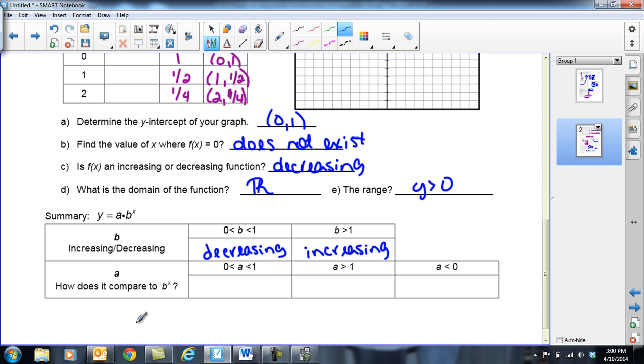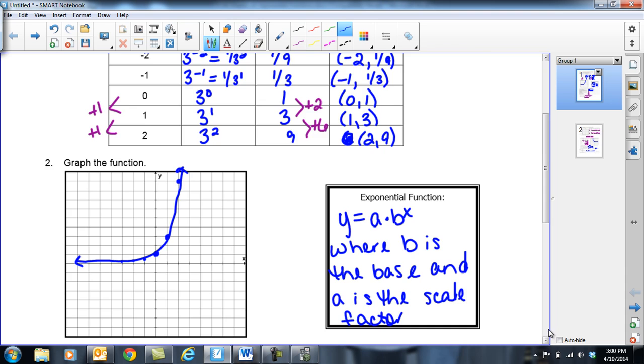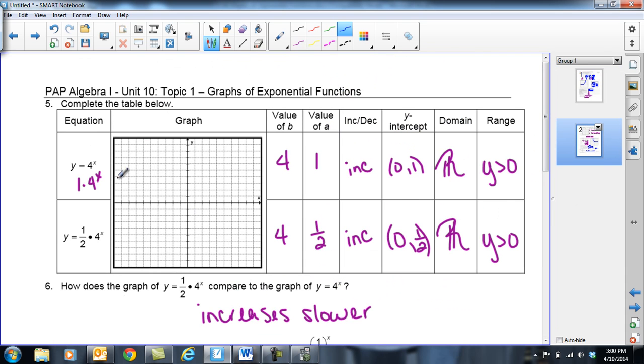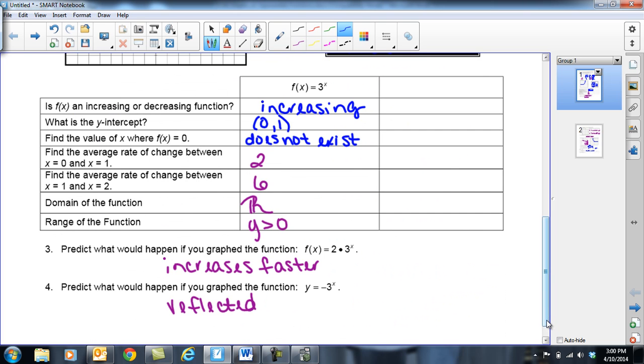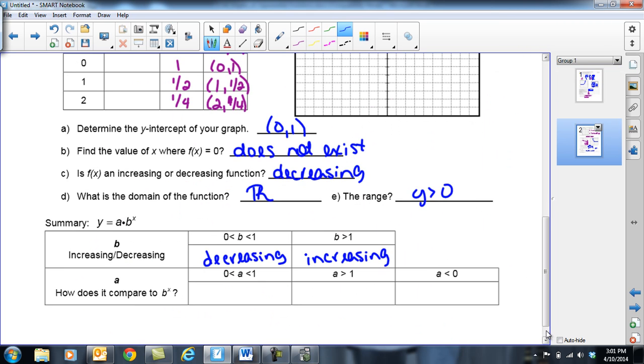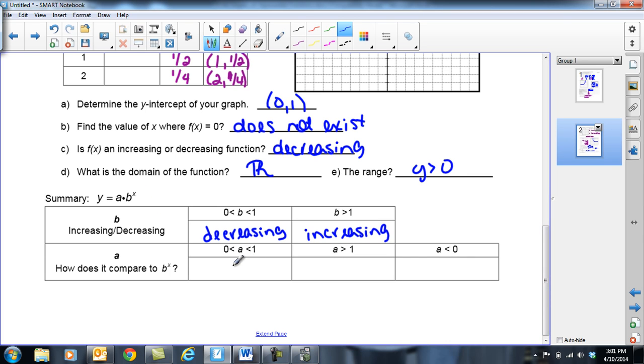Now, if I put an a in front of it, like we did over here at the top of this page, I had 4 to the x, and then I had 1/2 times 4 to the x. And then over here we also put a number in front of it, and we did 2 times 3 to the x. So we're going to talk about what happens when we do that. If I change the a value, so I change my scale factor and I make it a fraction, then this has a slower rate. It either increases or decreases, but it does it slower. It just depends on what kind of function you have. And then if a is a number bigger than 1, then it has a faster rate.